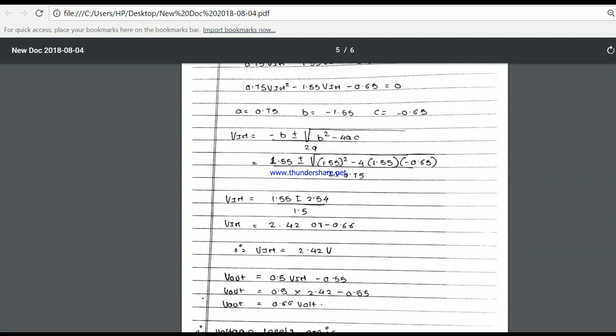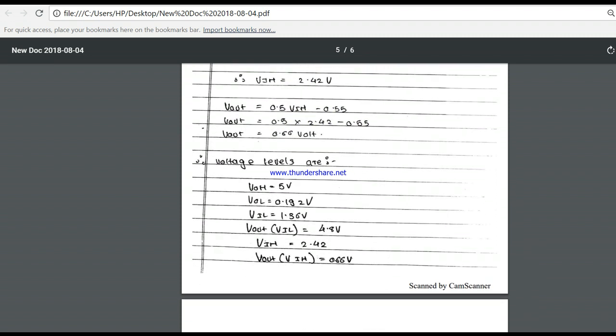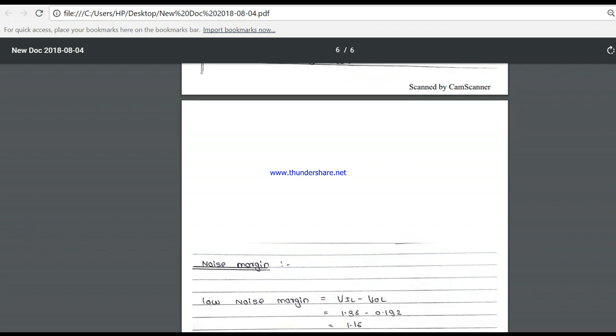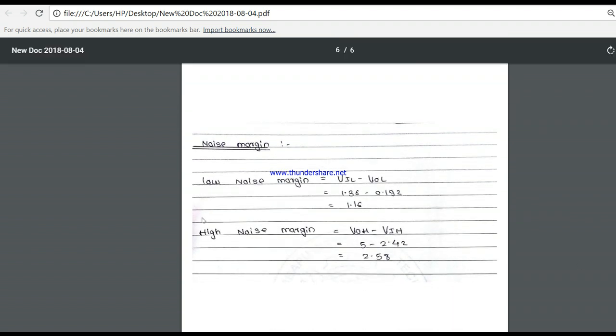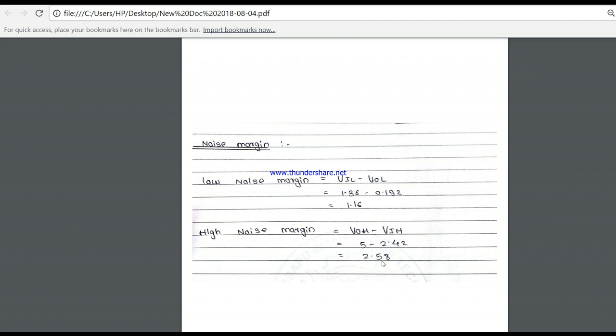Now, these are the voltage levels which we have calculated until now. On the basis of this, we'll calculate the noise margin, which is given by the formula. Low noise margin is equal to VIL minus VOL, so we'll get 1.16. High noise margin, that is VOH minus VIH, will be 2.58. Now on the basis of this, let us do the simulation.